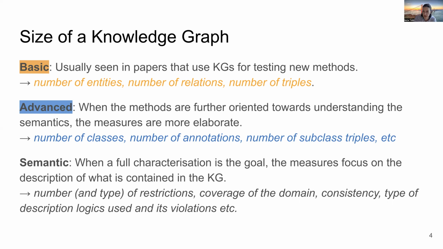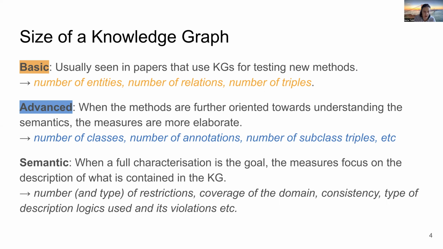used by methods that are looking into understanding the semantics behind the graph that they are operating with, and how this impacts their method. So these measures can be the number of classes, the number of annotations, the number of subclasses or subclass triples that you might have. And finally, you have semantic measures that describe the size of the knowledge graph. And these are typically used when you want to give a full characterization of a knowledge graph in terms of a data set. And then these measures focus on the description of what is contained in a knowledge graph.